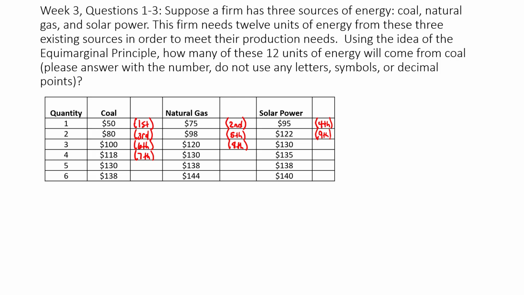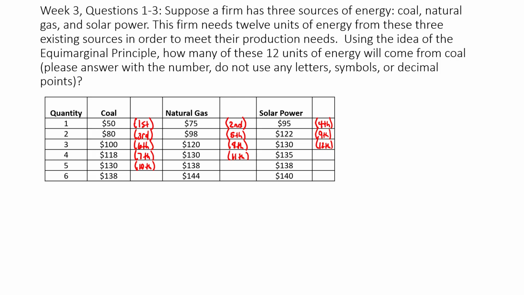So now for your 10th, 11th, and 12th units, you notice that coal, natural gas, and solar power all have the same price. So it doesn't really matter what order these are in. In other words, you get them right on the exam if you put them in any order, right? But just to go from left to right, we do 10th from coal, 11th from natural gas, and the 12th from the solar power, right?